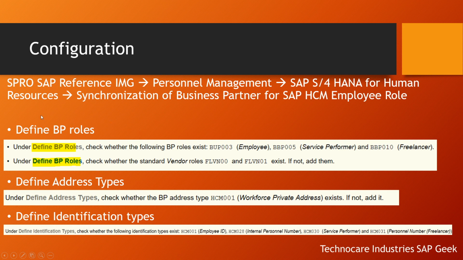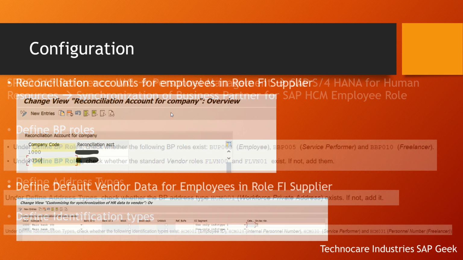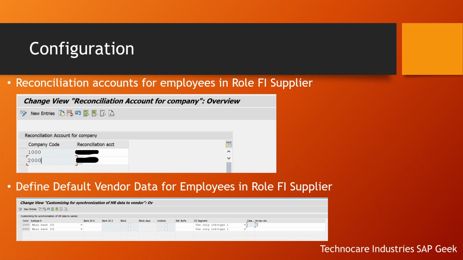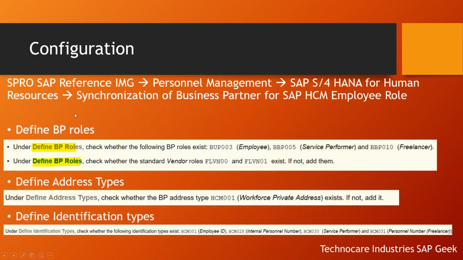After verifying the BP roles, address types and identification types, we will move on to the next set of configuration, which is required for an employee as a vendor or customer. When an employee has to be treated as a vendor or customer, its corresponding business partner must have a reconciliation account attached to it. So we have an SPRO node in the same path.